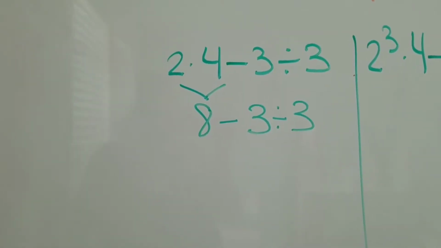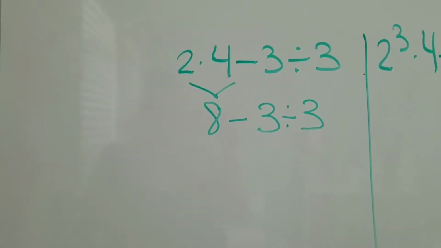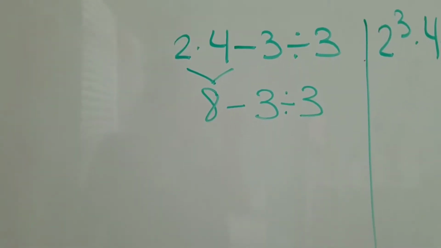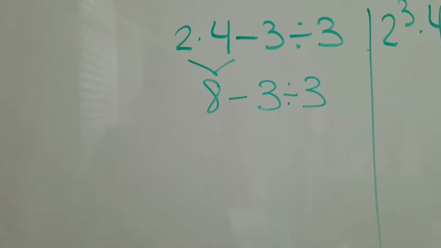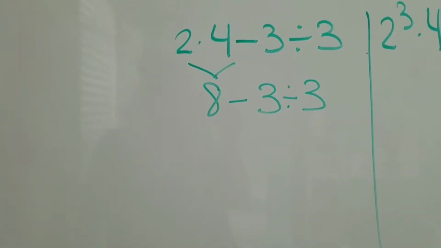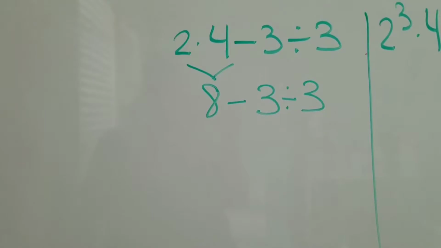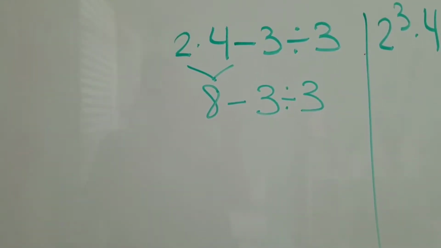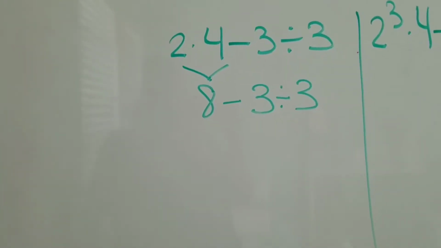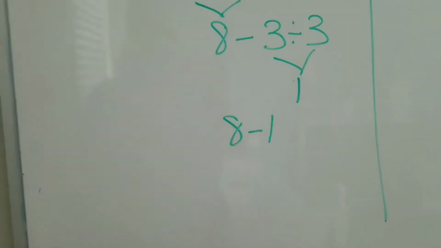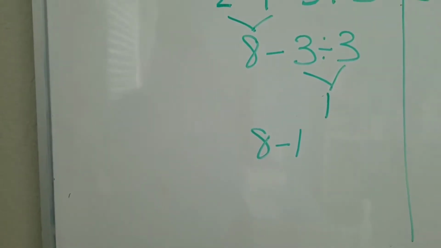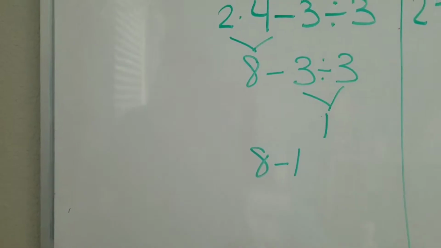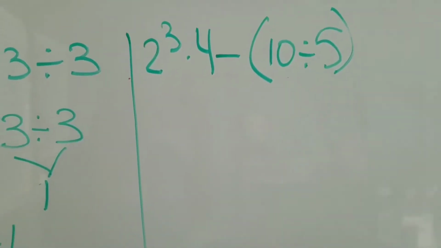So 2 times 4 is 8. We brought down our subtraction sign. We brought down our 3, our division sign, and the 3, correct? Now, what do we do next? Thinking about PEMDAS, 3 divided by 3, because that's division, right? We do multiplication and division from left to right. And what is 3 divided by 3? 1. So we have 8 minus 1, so this answer should be 7. Excellent.